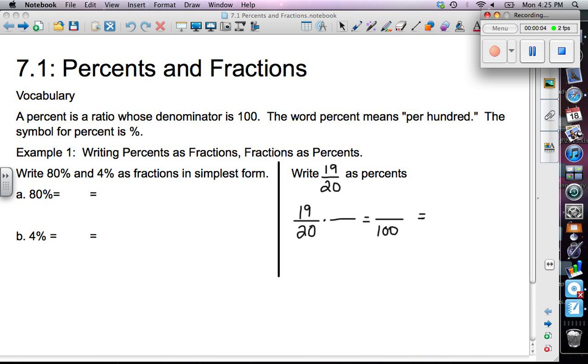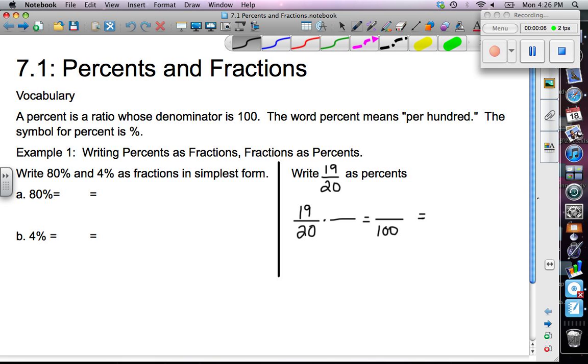This lesson is on 7.1, which is percents and fractions. So some vocabulary we need to know is, what is a percent? What does it mean? Well, a percent is the ratio whose denominator is 100, because the word percent means per 100. And the symbol we use is this percent sign.